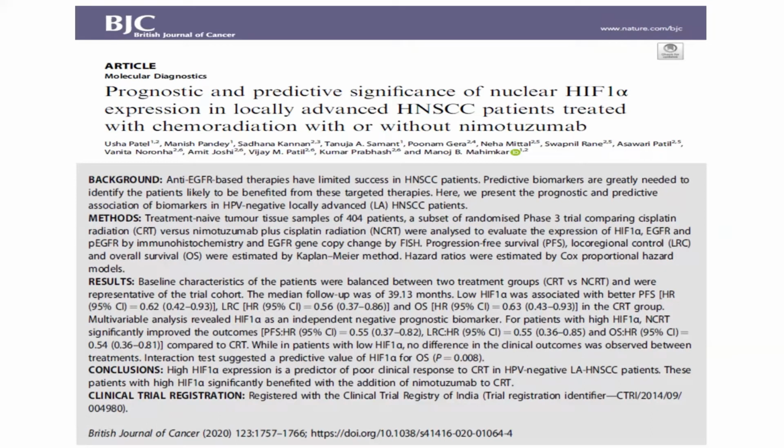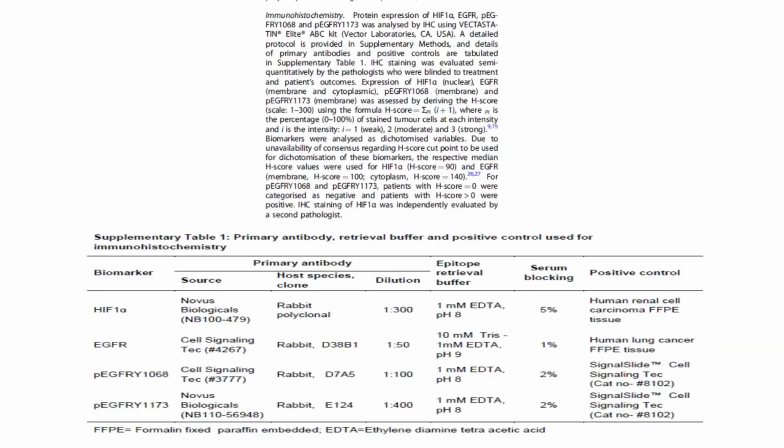Because we are discussing only techniques here, I'll just go to the methods. Tissue samples from 404 patients were taken and analyzed to evaluate expression of HIF-1 alpha, EGFR and phospho-EGFR. HIF-1 alpha is a hypoxia marker, while EGFR and phospho-EGFR, as you all know, are membrane markers. Sorry, maybe this is not visible to you because of the upper panel.